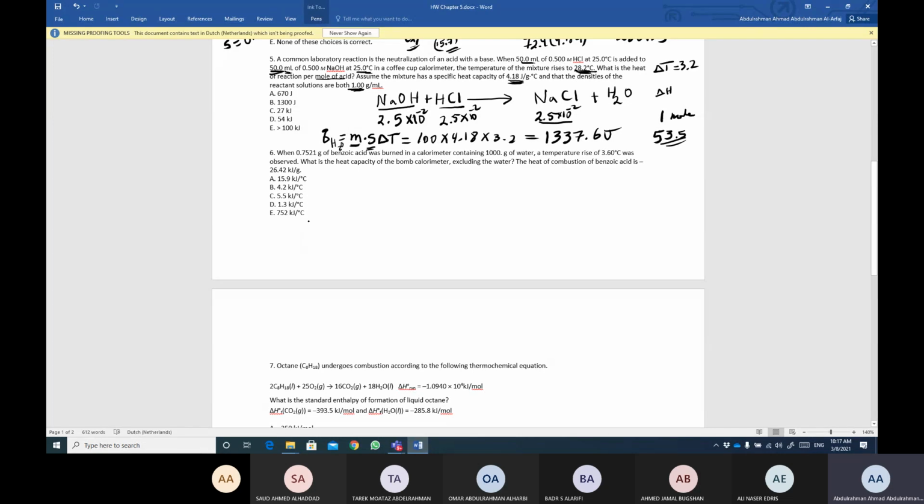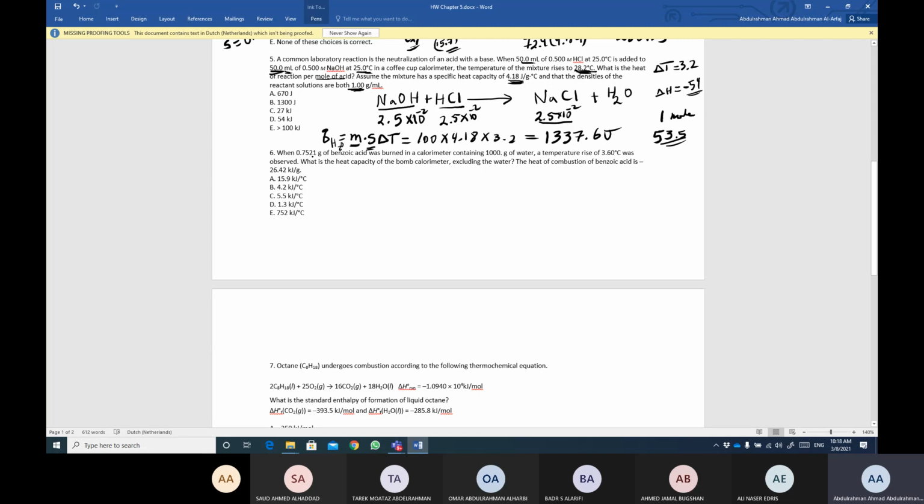And that's why if I ask you what's delta H for this reaction, it should be what? Minus 1337.6. It should be minus 54 kilojoule, of course. Is it 54 kilojoule? Yes. I hope this is clear also. Okay, let's go to 7.